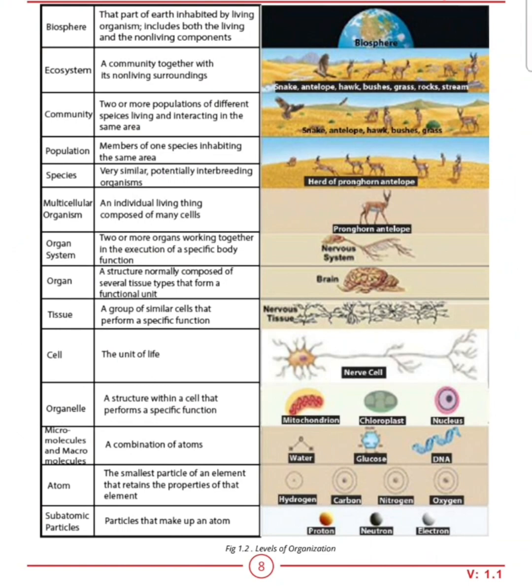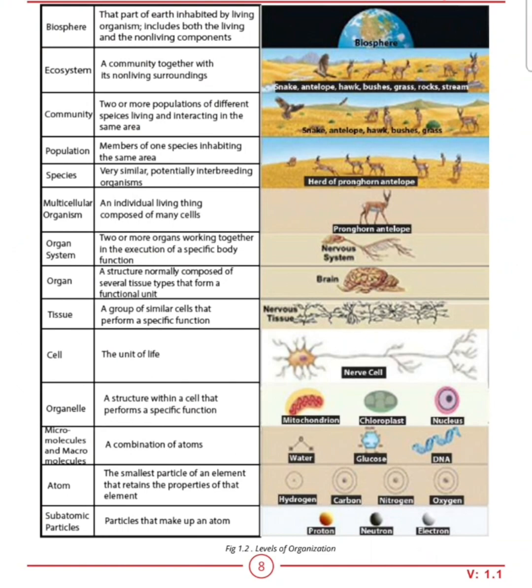Most complex is the biosphere, that part of earth inhabited by living organisms including both the living and the non-living components. So biosphere includes the part of the earth where living organisms are present, and it includes both the living and non-living parts. Next is ecosystem, a community together with its non-living surrounding. Community means all the different types of living organisms of an area together with their non-living surrounding, and that is called ecosystem.